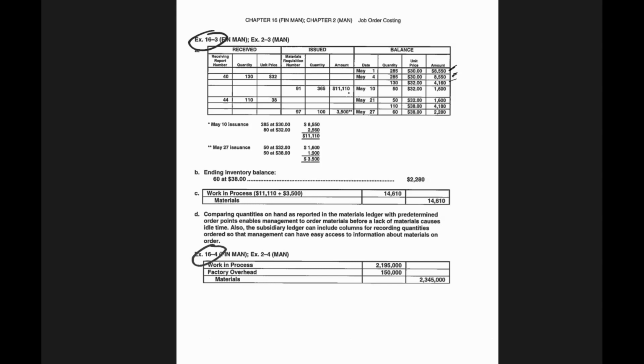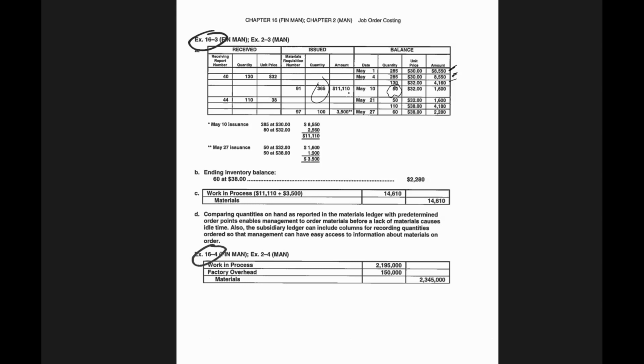On the 10th, it appears that they issued 365. So the first ones in are the first ones out, which means we will get rid of all 285 and some, and that leaves us with 50. So on the 10th, after this issuance, we're left with 50 at $32. So we got rid of the first layer and went a long ways into the next layer.